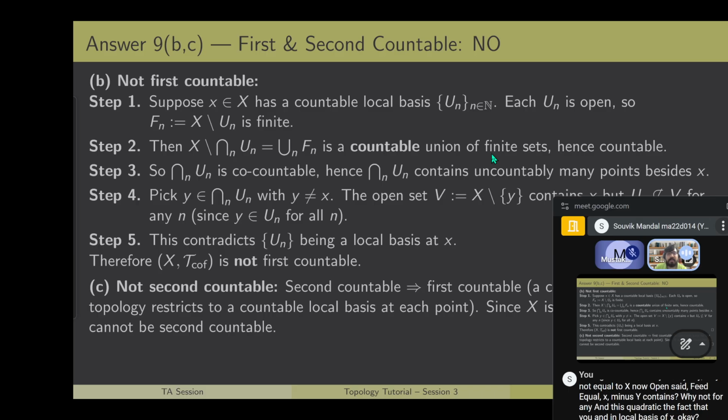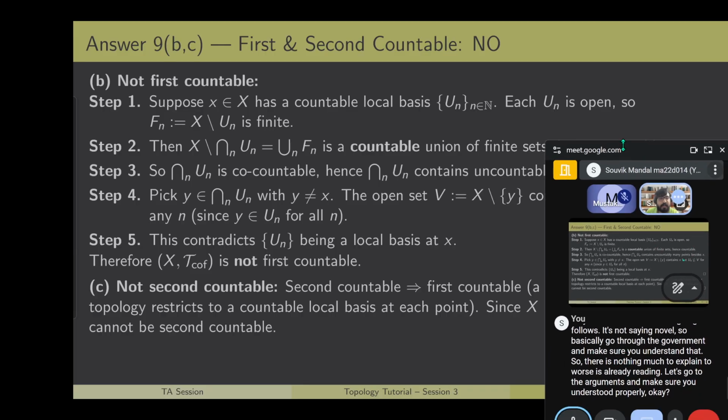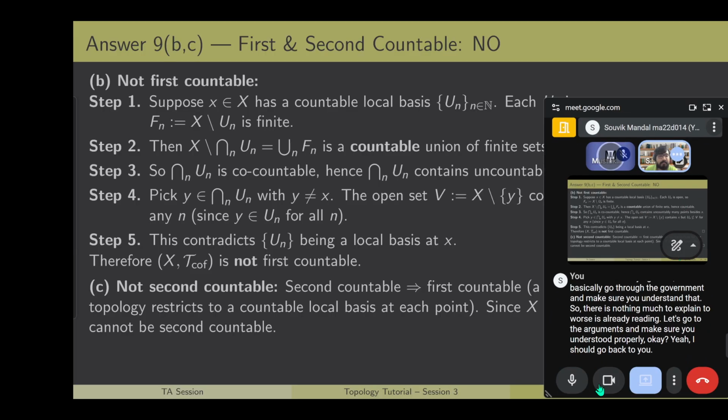Why? Because the same argument follows. It's not second countable. So basically, go through the argument and make sure you understand it properly. There is nothing much to explain through words, so it's already written. Please go through the argument once and make sure you understood it properly. I shall get back to you after a few moments.